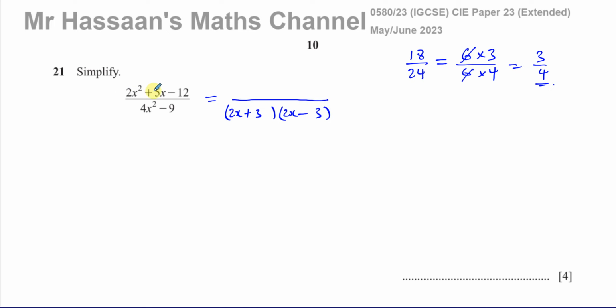Then we have 2x squared plus 5x minus 12. Now to factorize this, I'm going to do this on the side to make it a bit less writing. So I'm going to take 2x squared plus 5x minus 12.